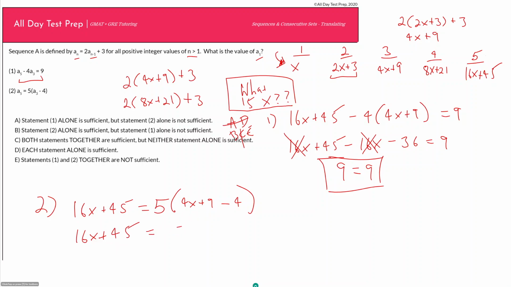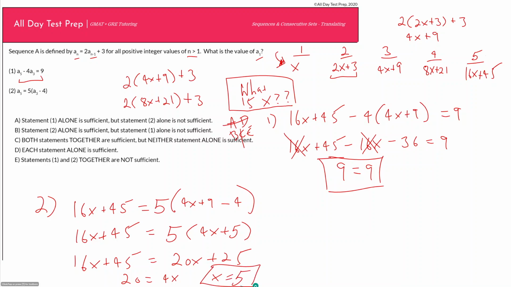is equal to 5 times 4x plus 9. And multiply this out. 16x plus 45 is equal to 20x plus 45. And so subtract 16x from each side, subtract 25 from each side. 20 is equal to 4x. Here, we do get a number for 4x, the first term in our sequence. And so this statement ended up being sufficient.